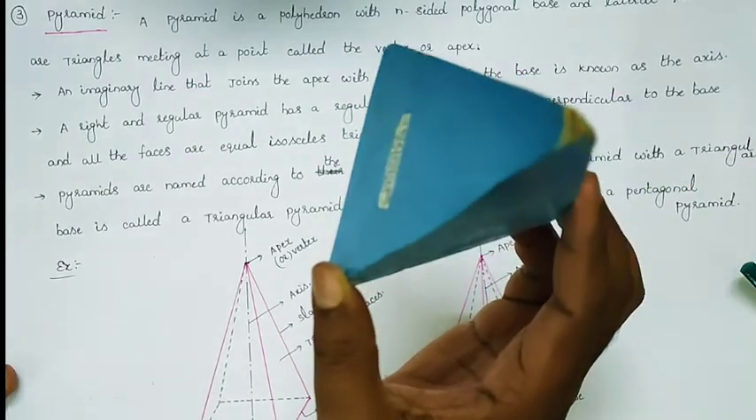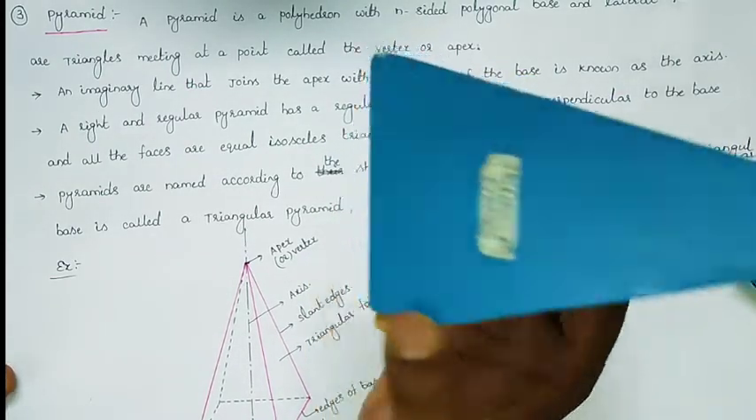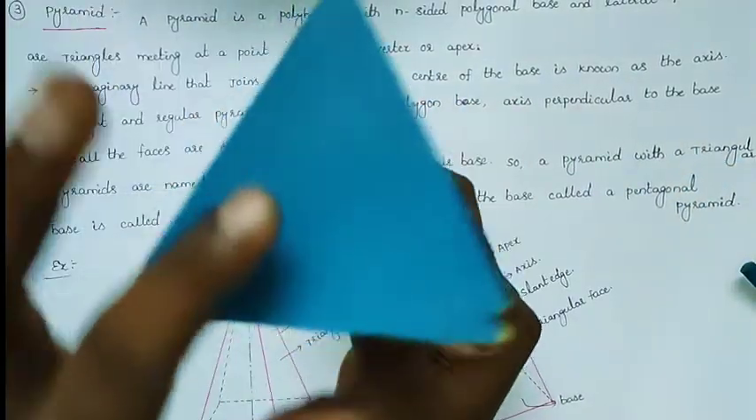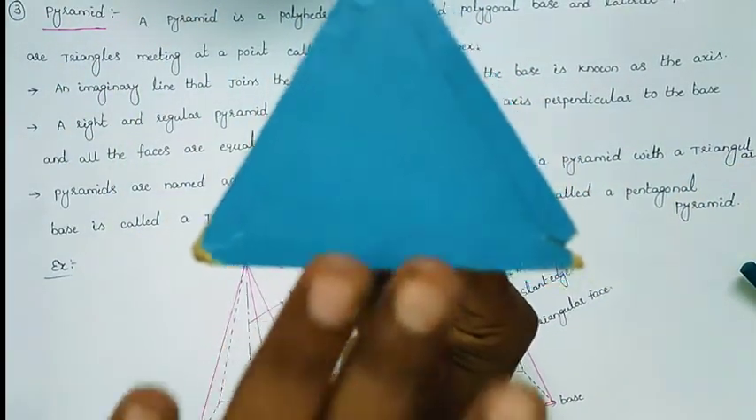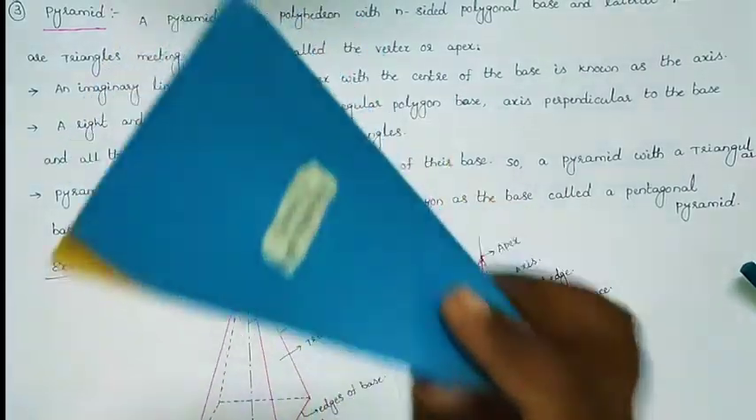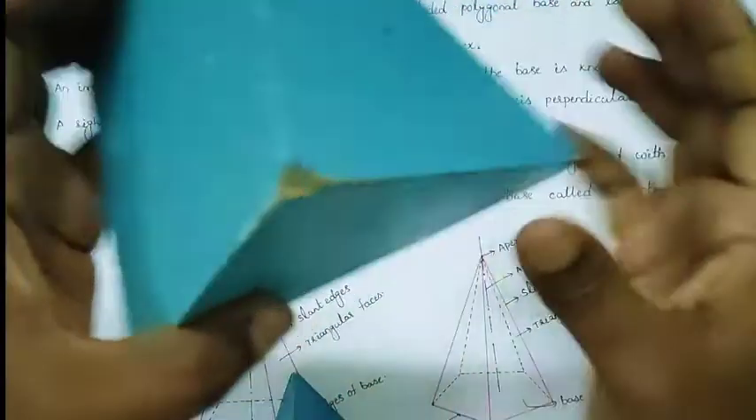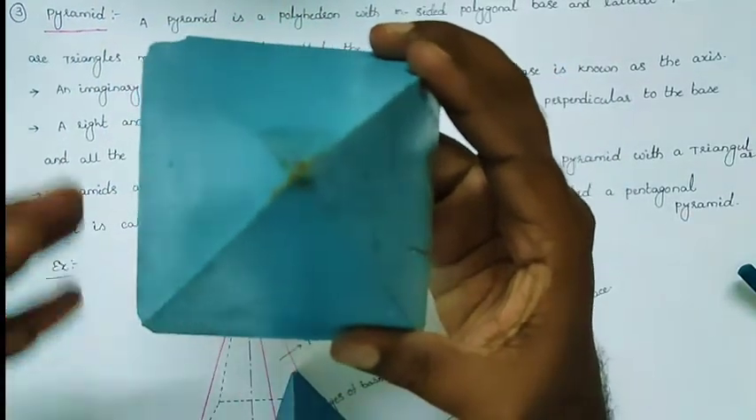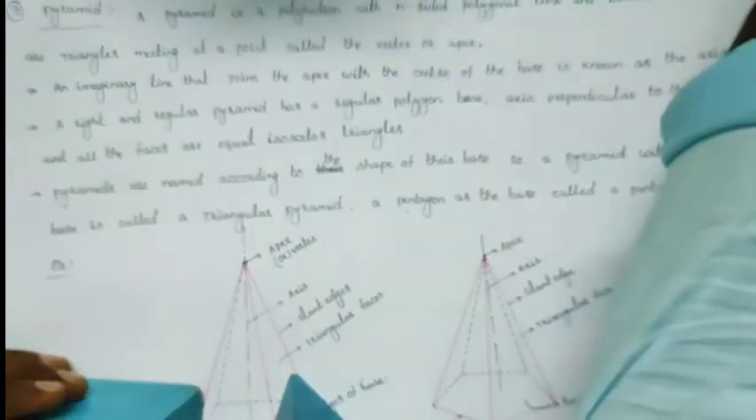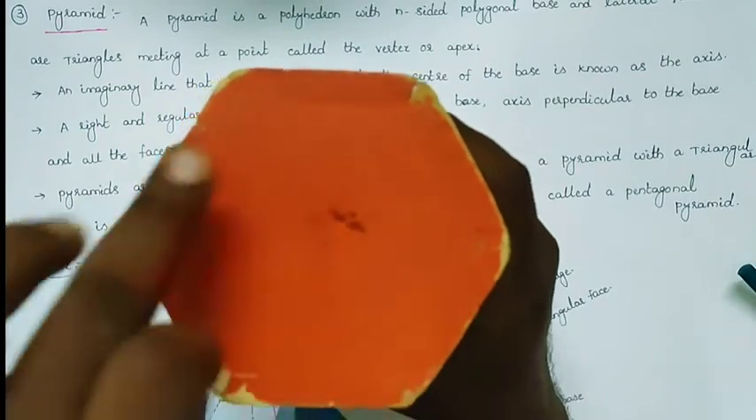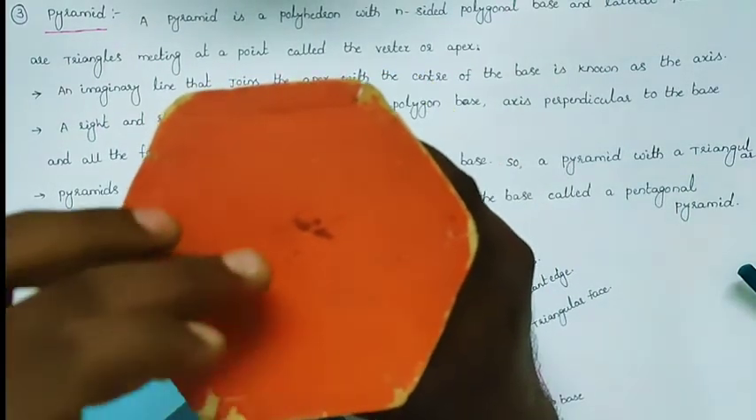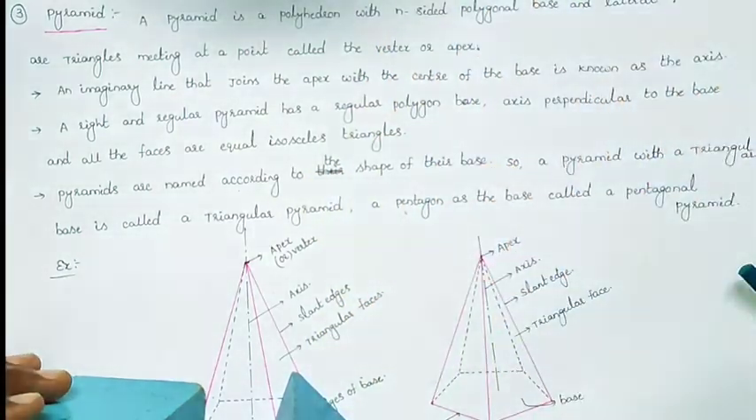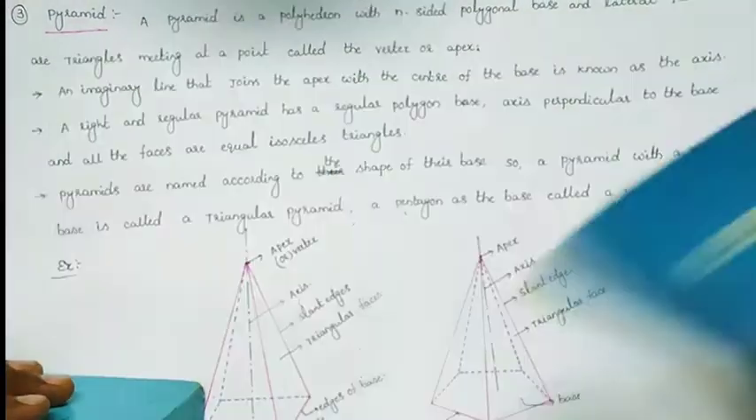Pyramids are also named according to the shape of the base. Here the base shape looks like a triangle, so this is an example for the triangular pyramid. Here the shape of the base looks like a square, so this one is a square pyramid. And here the shape of the base looks like a hexagon, so this one is an example for the hexagonal pyramid. So these are some examples for the pyramid.